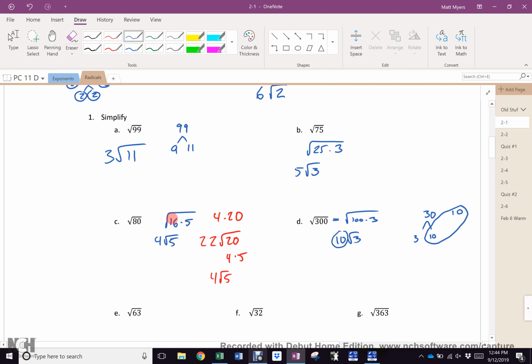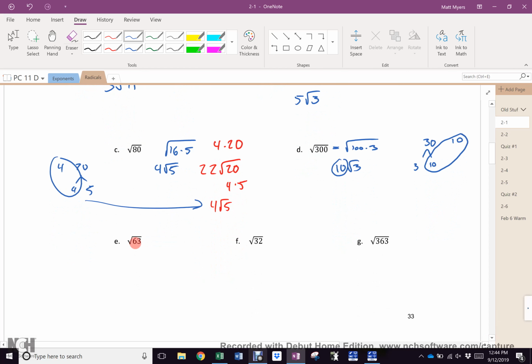Let's say you don't see the 16 and 5, and you go, all right, Myers, 4, 20, 4, 5. Oh, there's my pair. I bring out the 4. Is everybody cool? Great. You guys do these 3. What's this one going to be?